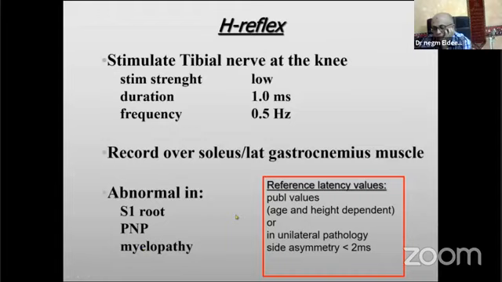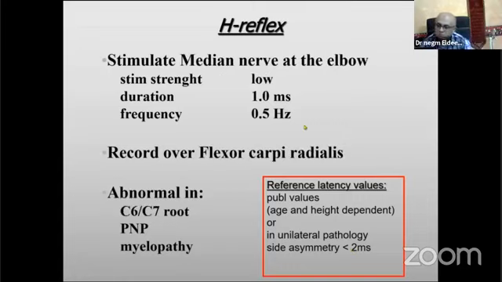And for the reference values, you can either use published values that are related to height and age, but in unilateral S1 radiculopathy, you can use the side asymmetry to guide. The asymmetry should be less than 2 milliseconds if you use exactly identical electrode positions. This is for the arm, median nerve, flexor carpi radialis, and otherwise the same thing.